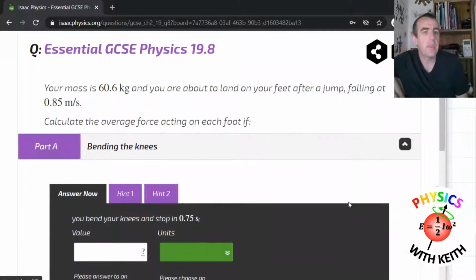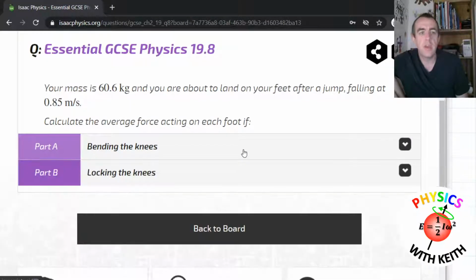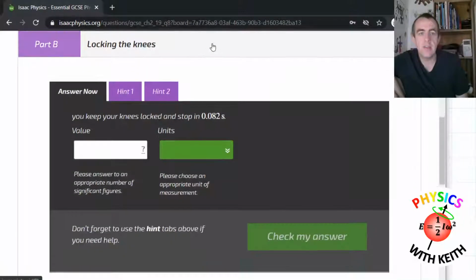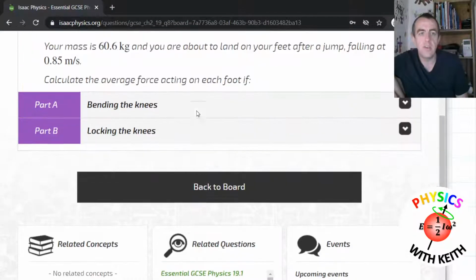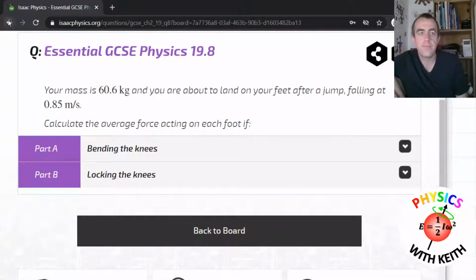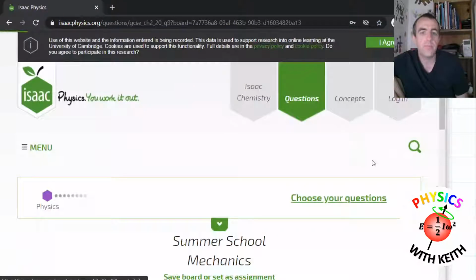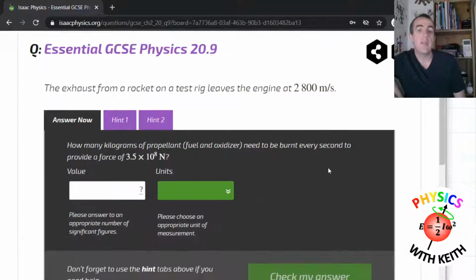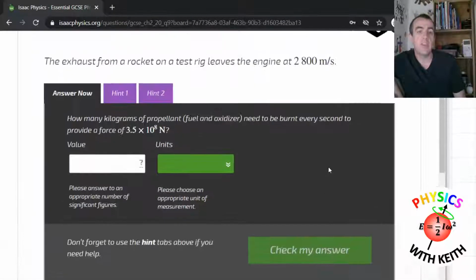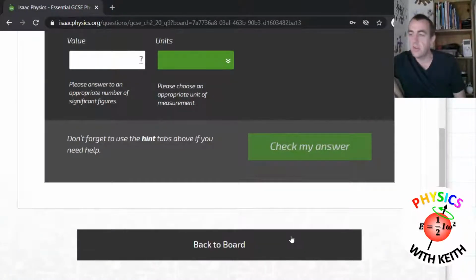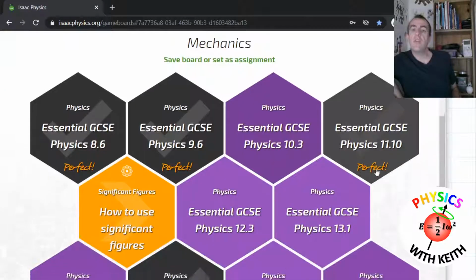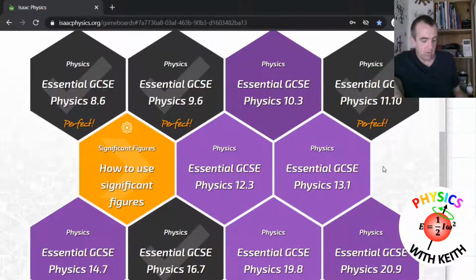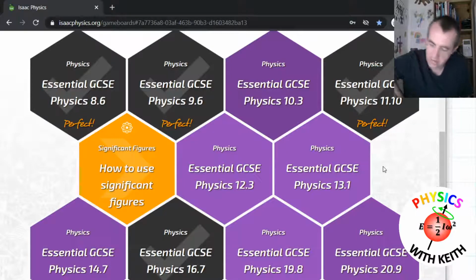19.8 is about forces and acceleration and how they're related to each other. So Newton's second law. And 20.9 is, again, it's about Newton's second law, but this time it's changing mass instead of changing velocity. So are there any of those you want me to go through? Speak now or forever hold your peace, and we'll call it a day.